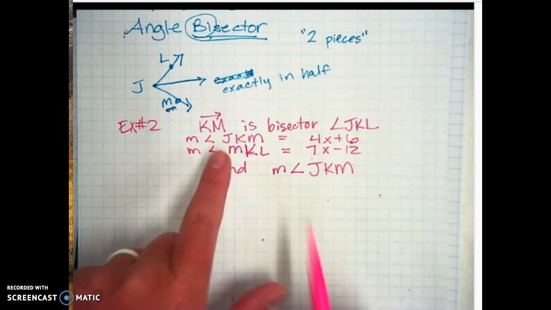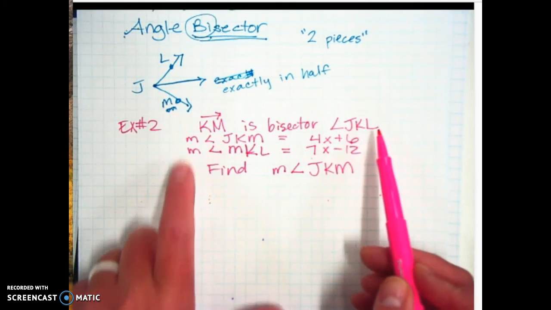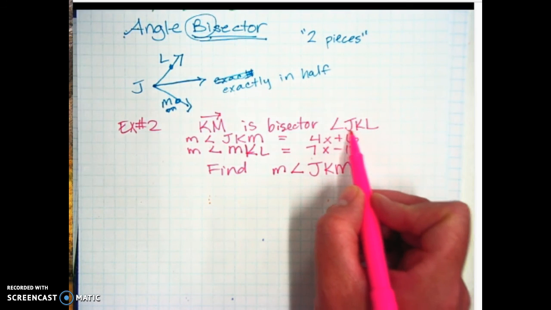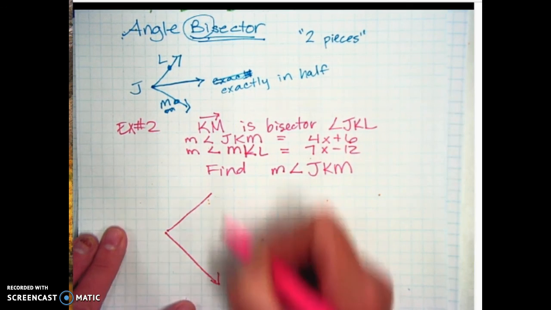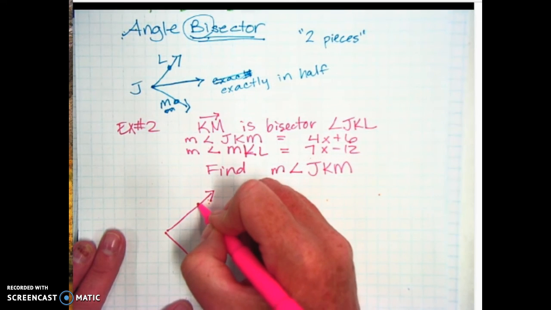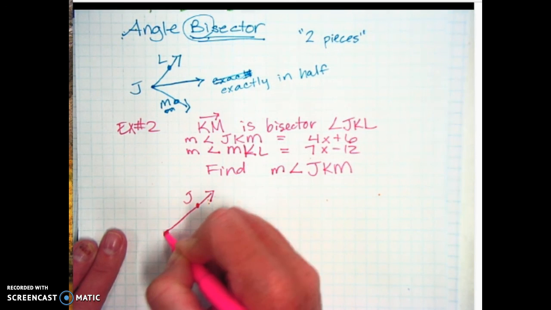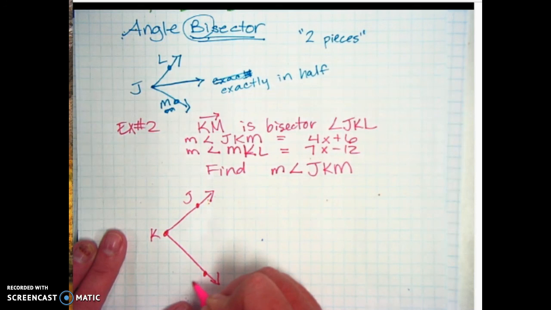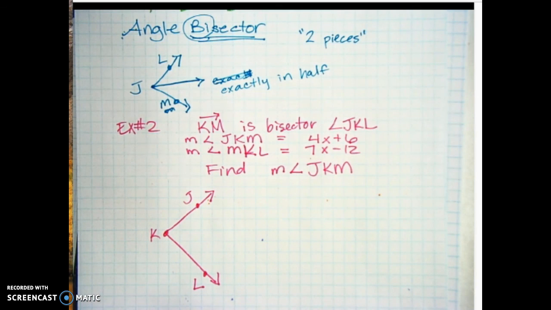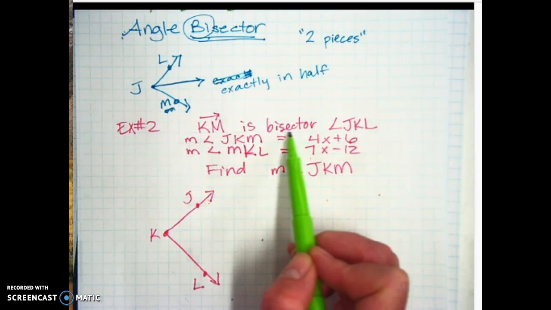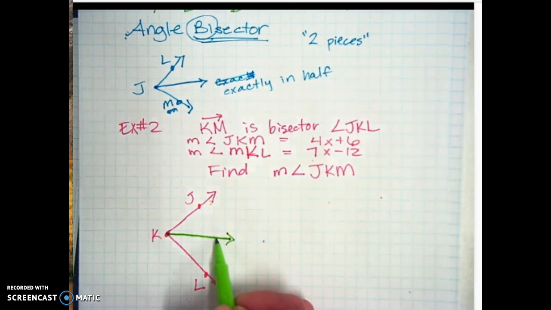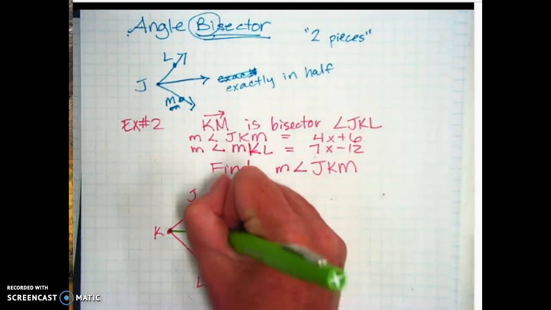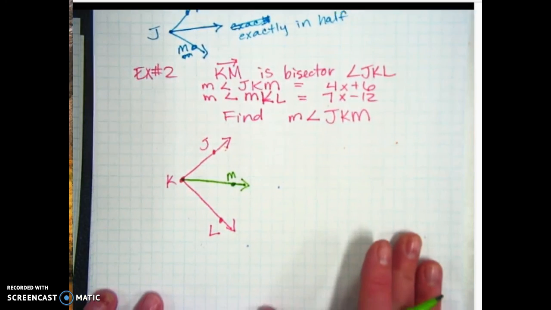Draw it, okay? We know that KM is the bisector of that angle, so draw this angle, JKL first. Make sure you add your little arrows, right? We'll call this one J. We'll call the vertex K. We'll make a point over here, L. There's our angle. We know that it has an angle bisector of KM. So from K, I'm going to go straight out, down the middle, and add ray KM.